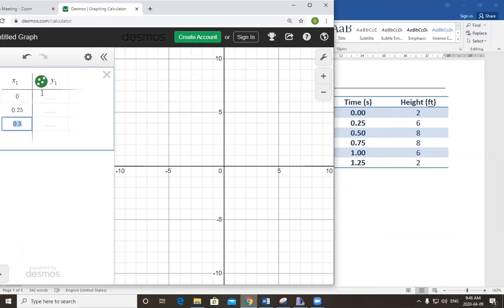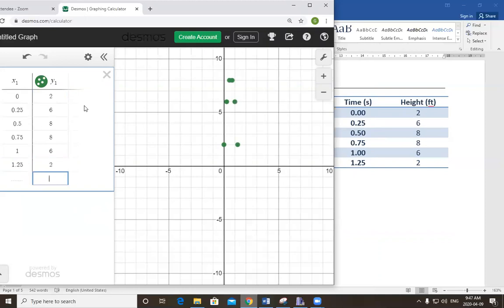0, 5, and notice if it goes up by a predictable amount, if you just press enter, it will copy them over. If you have differing x values, and that might happen, then don't press enter, press the down arrow. But that's just a little Desmos tip. It doesn't do it for the y. So 2, 6, 8, 8, 6, and 2. And so you'll notice that we have something going on here, and it looks kind of like a parabola.